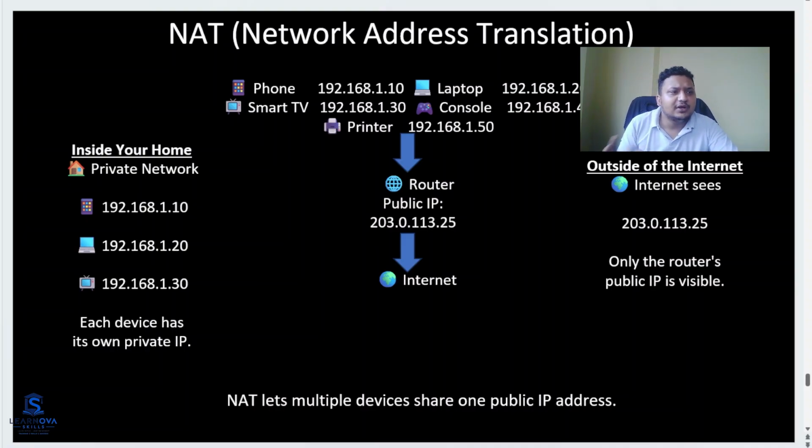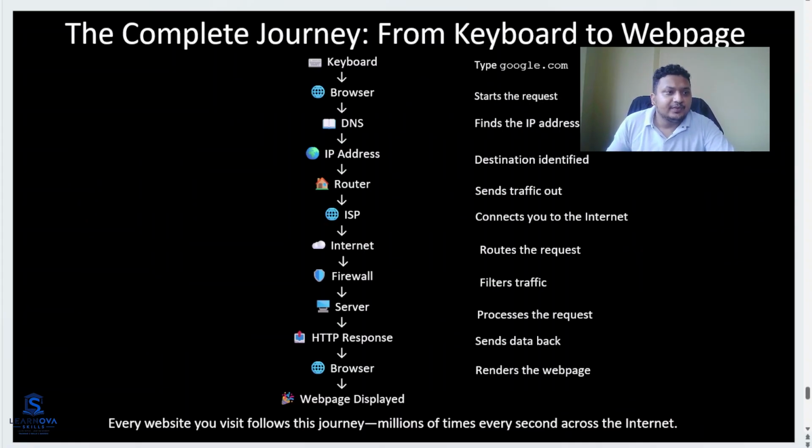Now, as we have covered every major step, let's put the entire journey together. This is probably the most important slide in this entire presentation. Let's go through your complete journey. I start by typing google.com. First, the browser handles the request. DNS helps find the IP address. Destination is identified. Traffic goes through the router. Traffic connects towards the ISP. Traffic travels across the internet. It eventually reaches the destination.